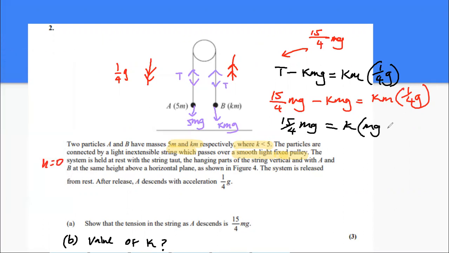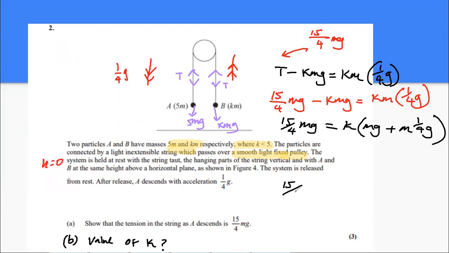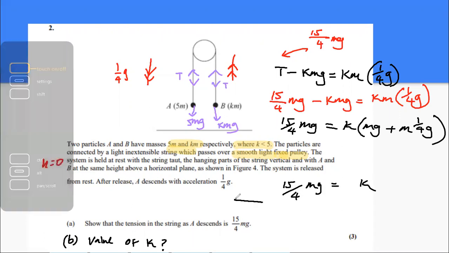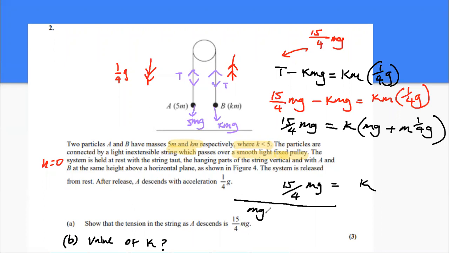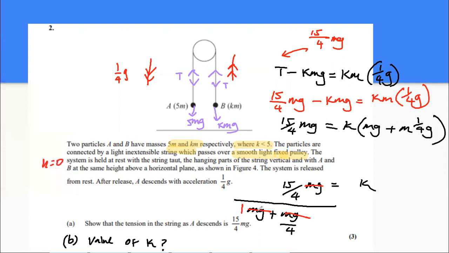So you've got mg plus m, and then you've got a quarter g. And then divide by mg plus a quarter mg. So I'm just going to write that over here. I know it's looking a little bit messy right now, but it will simplify beautifully in a moment. I'm just going to write mg over 4. Now once you've simplified, let's get rid of this mg. So mg cancels down to 1.